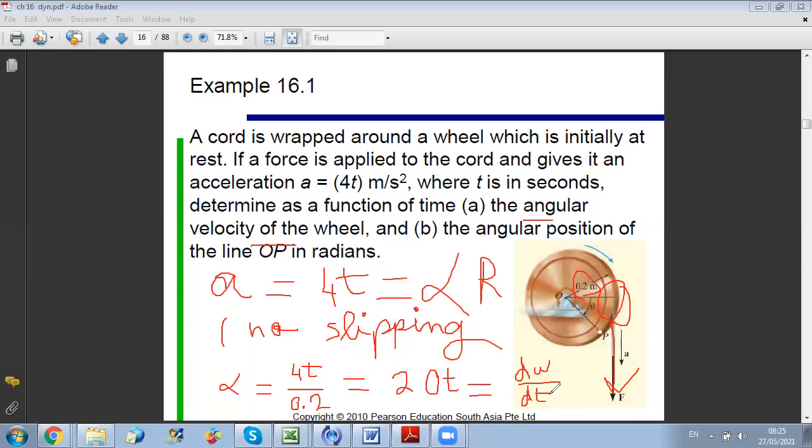The boundary condition is given here because they said that the wheel initially starts from rest. So since the wheel starts from rest, omega 0 equals 0. So I just have to integrate and say omega equals 10t squared plus omega 0, which is 0. So this is omega. And now to calculate the angular position of line OP, I consider the boundary condition that at t equals 0, theta equals 0. If I integrate omega, I can find theta. So by integrating omega, I get that theta is 10t cubed over 3. That's it.